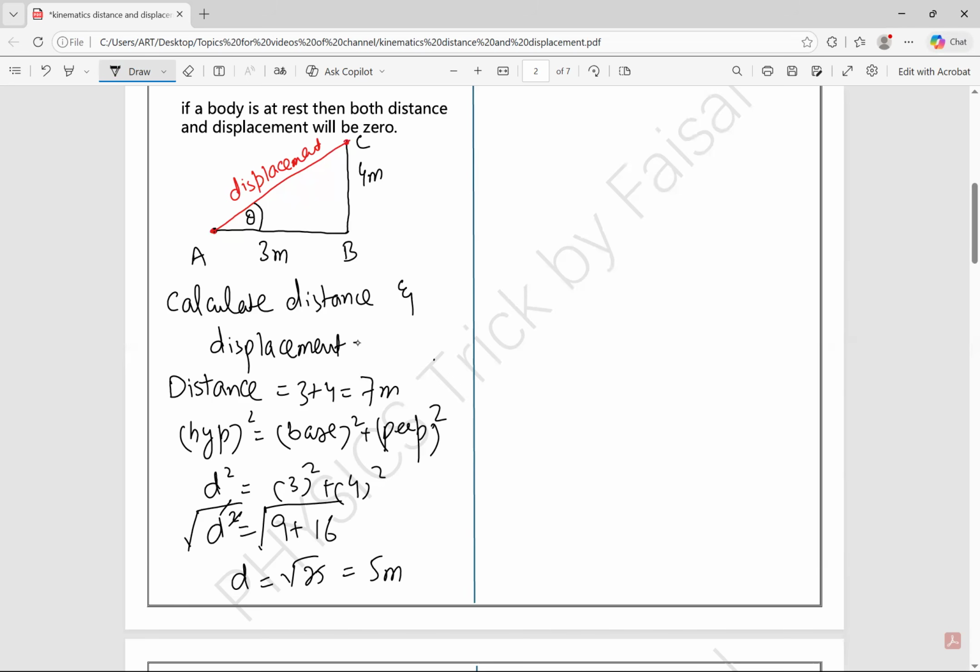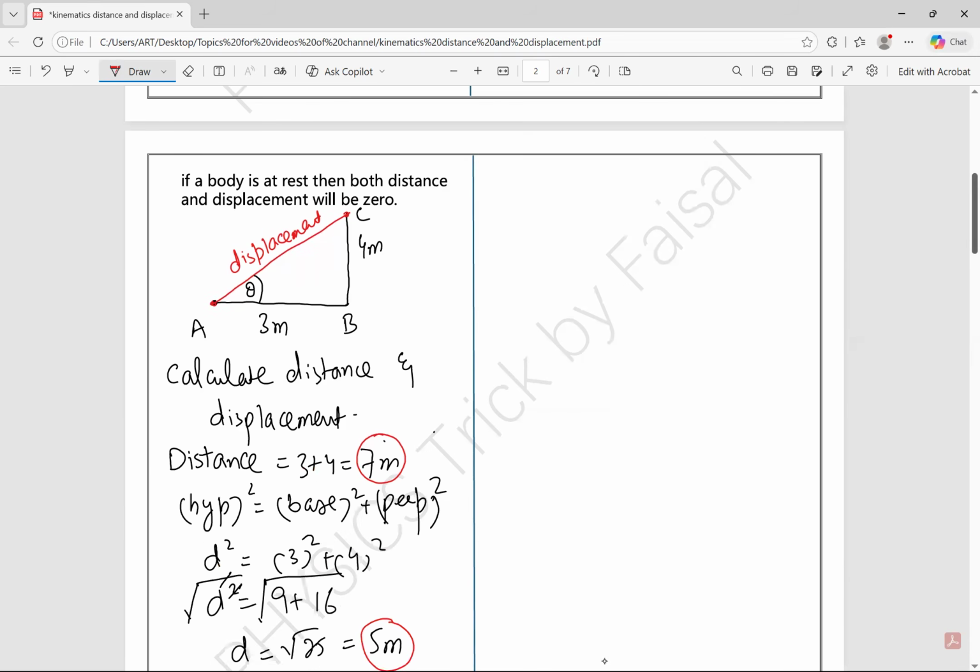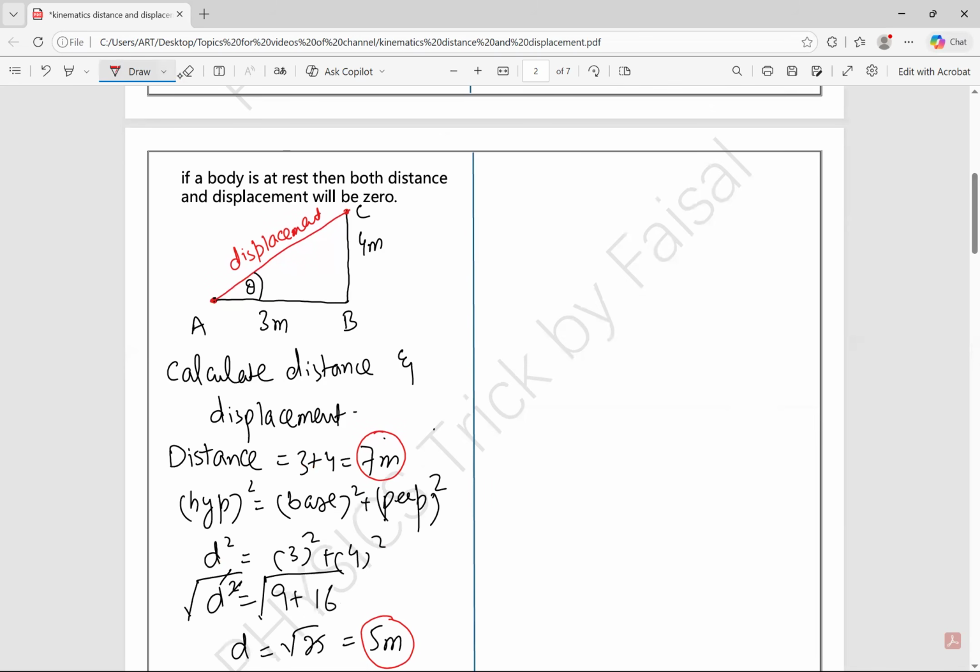So we calculated the distance, it is 7 meters. And look, the displacement is 5 meters. And you know, हमने पहले ही बोला था कि displacement हमेशा shortest path होता है. So you can see in this example, displacement is shorter than distance. All right. So we can also add this point that displacement is shorter than distance.